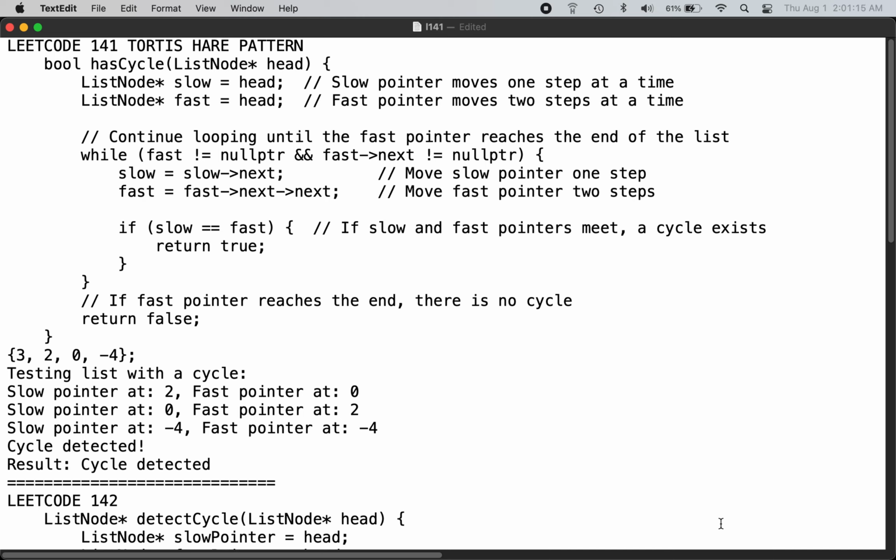Let's discuss two problems, both using the slow and fast pointers, Leetcode 141 and 142. Both are basically finding if there is a cycle inside the linked list or not.